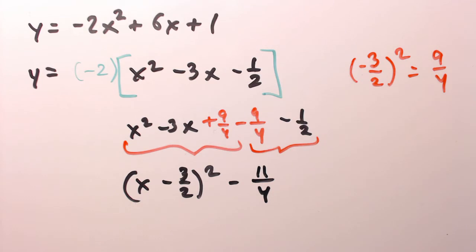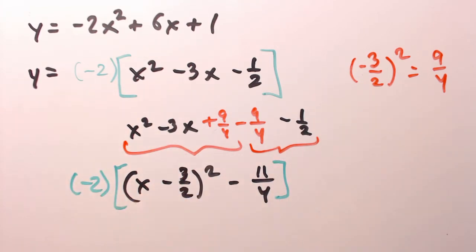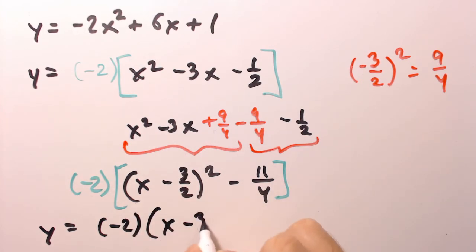Now, of course, we can't forget about this negative 2. So in the very last line, I guess I'll put these brackets back in here and put the minus 2 there. And now I'm going to multiply negative 2 times everything. And that'll get us our final answer. So negative 2 times x minus 3 halves squared. Negative 2 times negative 11/4 is going to give you positive 11 halves. And there is your answer right there.